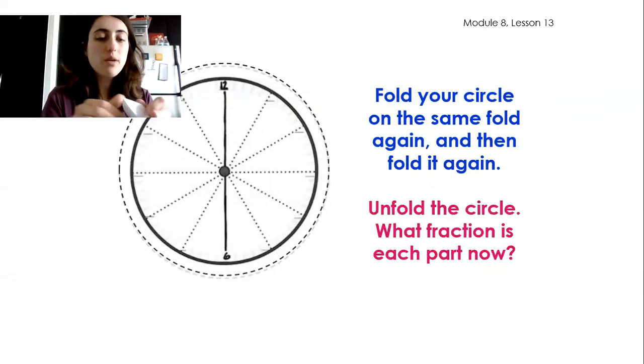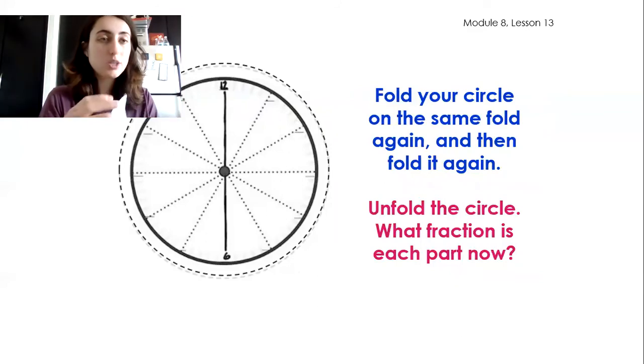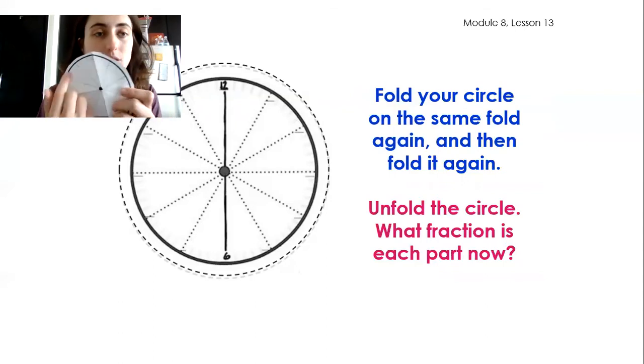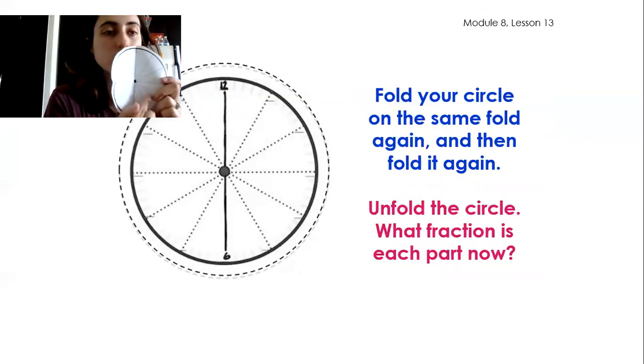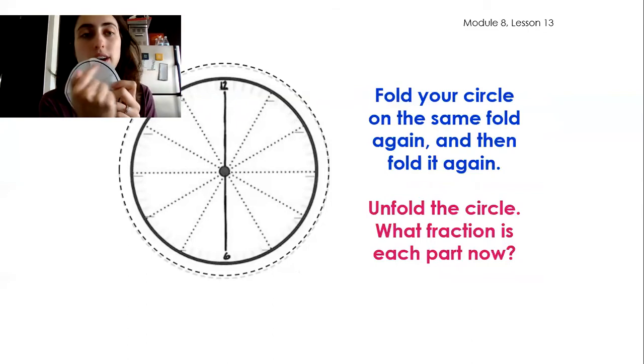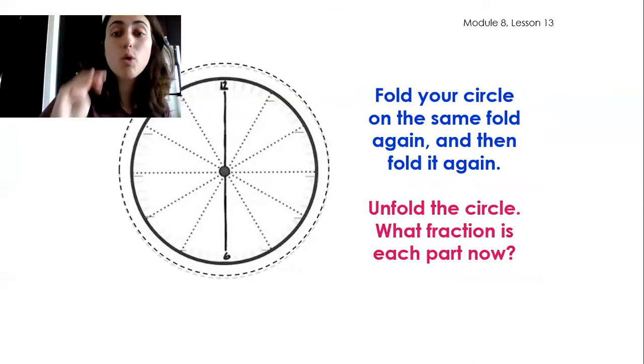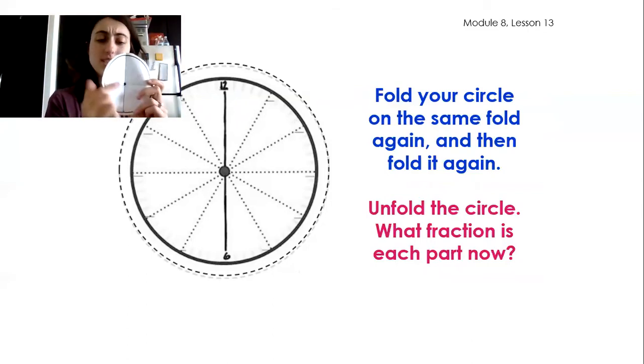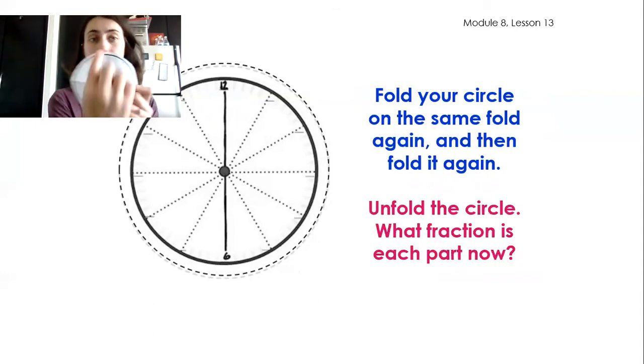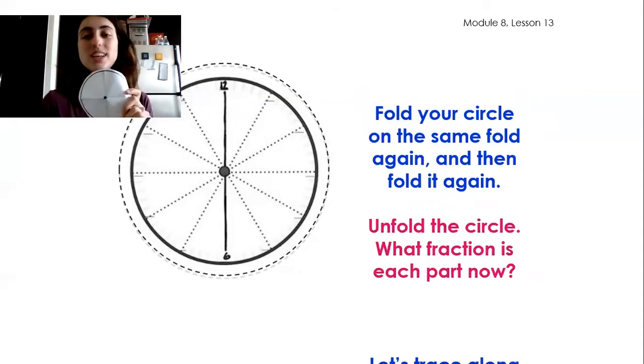Unfold the circle. And what fraction is each part now? How many parts do we have? We have 1 part, 2 parts, 3 parts, 4 parts. So we've got it divided up into fourths. So what fraction is each part now? 1/4, 1/4, 1/4, 1/4. Nice job.